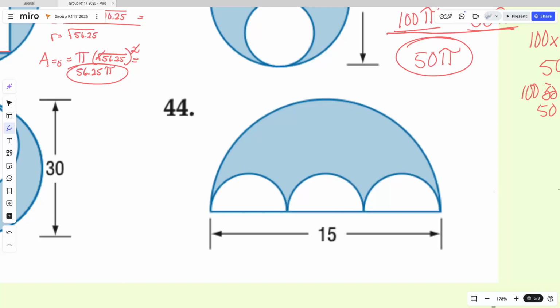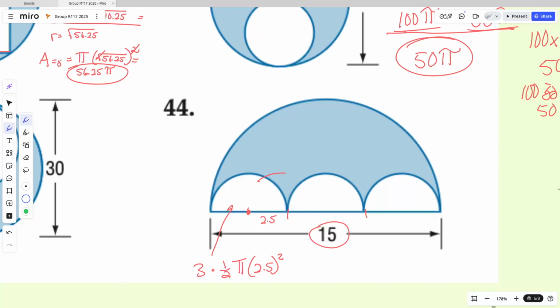So here, this number is divided into 3 equal parts, so I can see the diameter of these semicircles is 5, which means their radii are 2.5. They are semicircles. Let me be careful. Semicircles, 1/2 pi r squared. But there's 3 of them. So I'll just multiply that by 3.